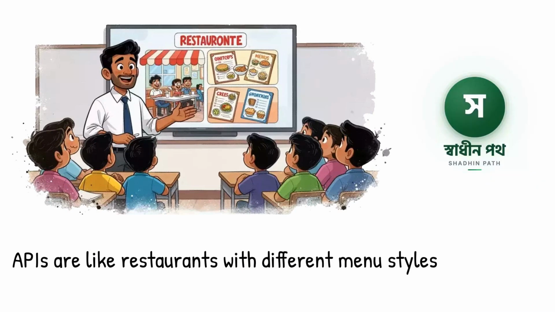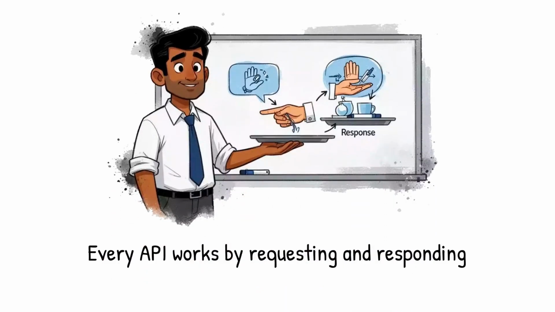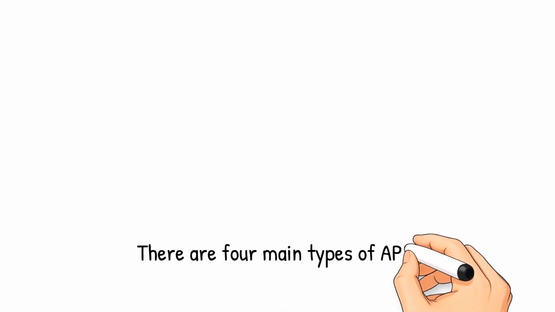Today, the different types of APIs, in plain English. First, let's clear up one thing. Every API does the same basic job. You make a request, you get a response. We learned that back in episode 2. So what's different between the types? Just the style, how you order, and how the food comes back. There are 4 you'll actually hear about, and I'll give each one a simple real-life picture.